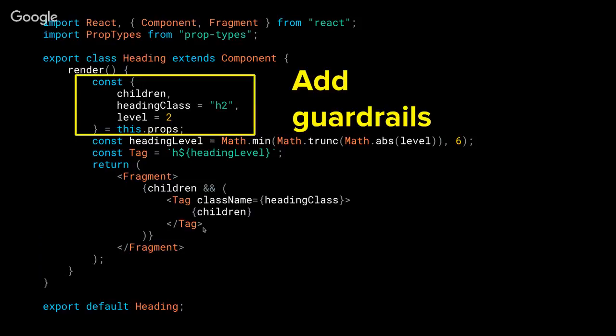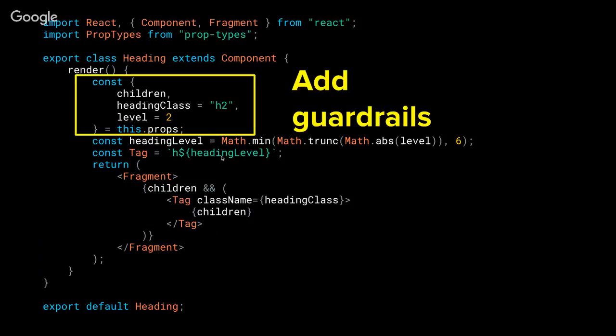This is the code. So in the code, there are going to be a lot of guardrails here. We have our props that we pass in. We pass in the children, which will be the text that's in your heading. You're going to have a default heading class of an H2. You're also going to have a default heading level of an H2. There's a reason for this. Your tag is basically taking an H and appending on your heading level and resolving it into a string, and that will show up right here.